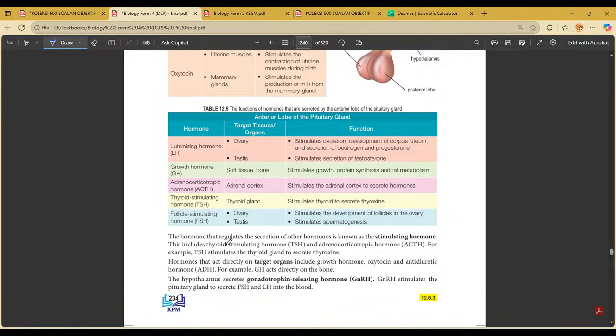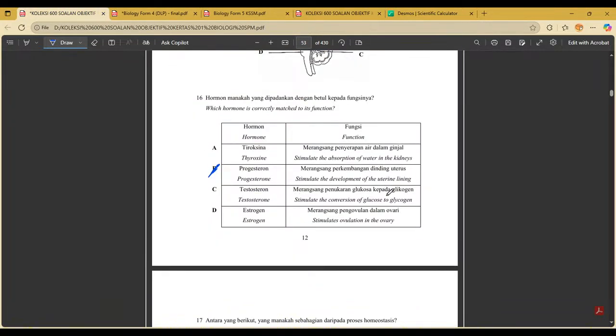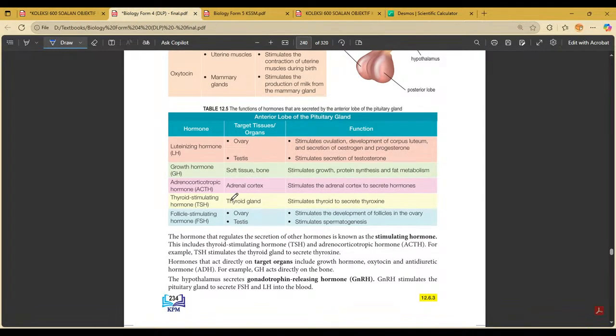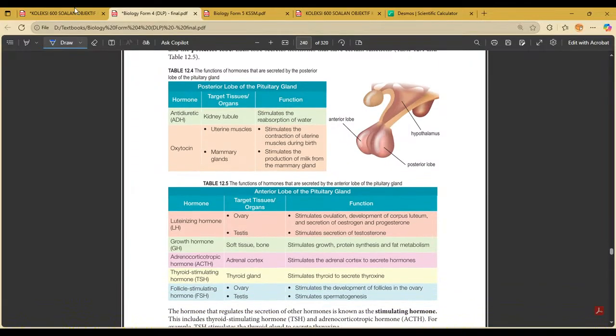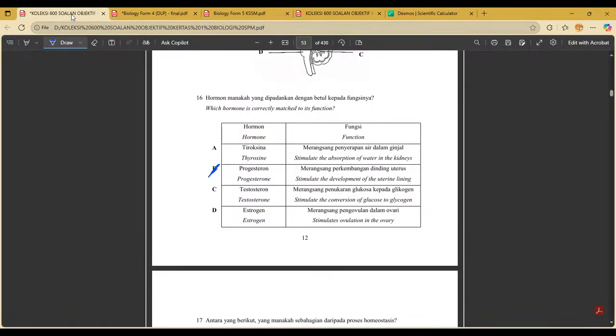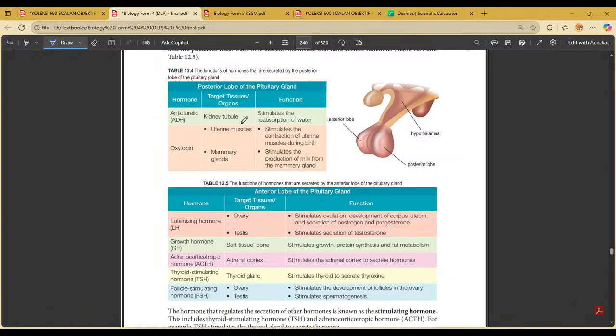I think the one that stimulates ovulation is FSH, or is it LH? LH stimulates ovulation. Stimulating the reabsorption of water in the kidneys is antidiuretic hormone, ADH, while oxytocin stimulates the contraction of uterine muscles.